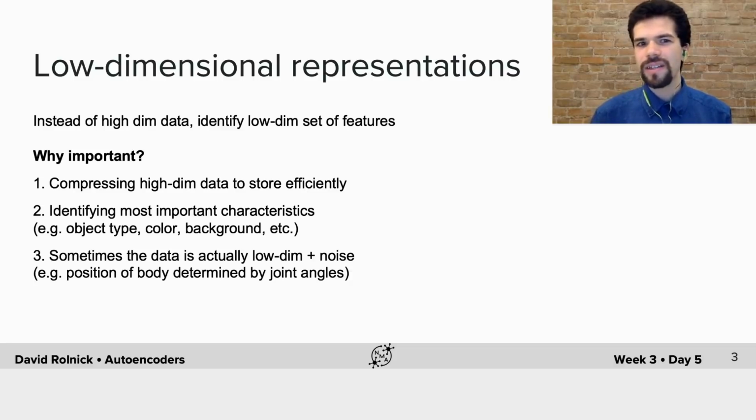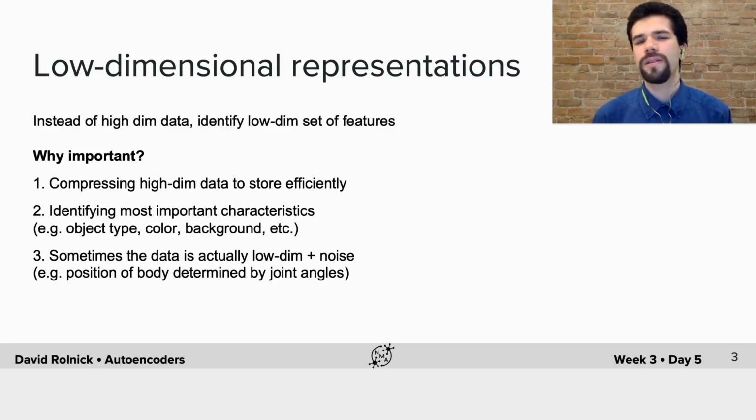More subtly, sometimes the data itself is actually low-dimensional. So for example, if I were trying to describe the position of my body, I wouldn't have to describe the separate positions of every molecule. I could get a decent way there just by giving the joint angles of my body. That would determine a lot of the positioning of each individual part of my body without having to go into more detail. So sometimes there is intrinsically low dimensionality in the data.